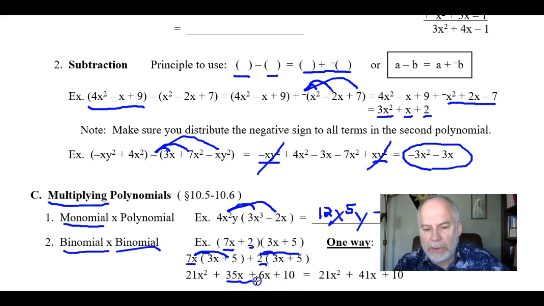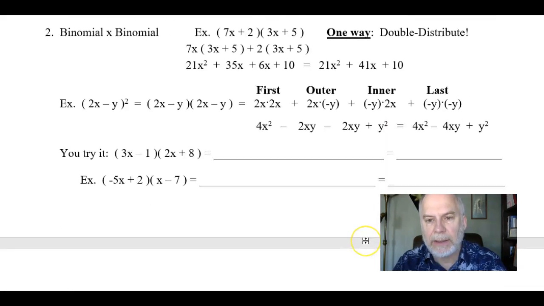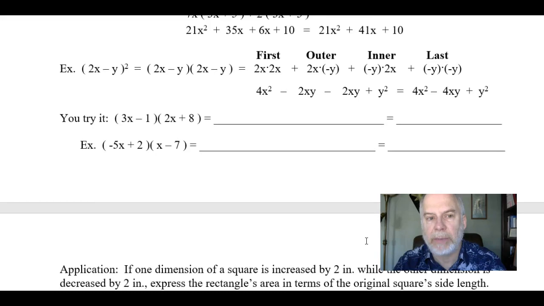Now the middle terms, these ones in the middle here, will add up often, not all the time, but they will add up and you can combine them. And so we have 21x squared plus 41x plus 10. All right, so that's one way to multiply a binomial times a binomial.